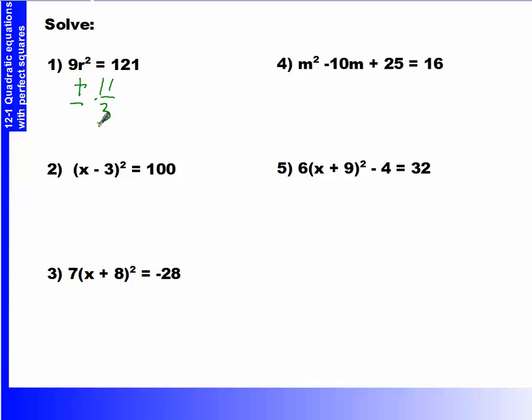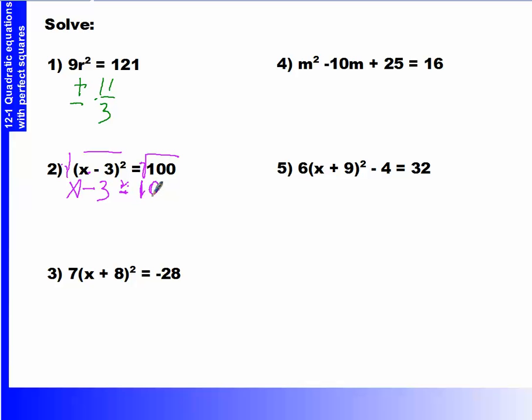So the opposite of squaring is square rooting. So I'm going to take the square root of this side, square root of the other side. What is the square root of the binomial x minus 3 squared? X minus 3. And this is going to be equal to 10.